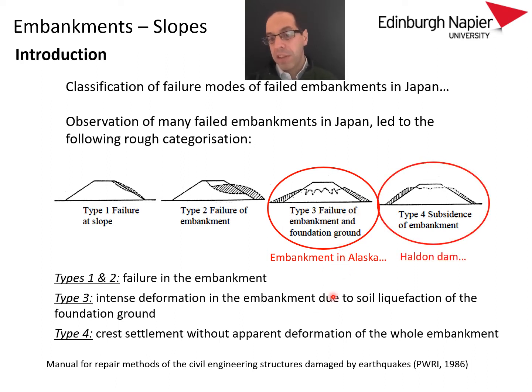While the case study that I showed you in Haldun Dam is a case of subsidence of the embankment due to the earthquake loads. And when this happens, normally it is the result of liquefaction in the foundation ground underneath the dam. And of course, when this happens, it is normally associated with earthquake loads. So we now have to consider different failure mechanisms as well, not just the standard ones that we consider during the static conditions.